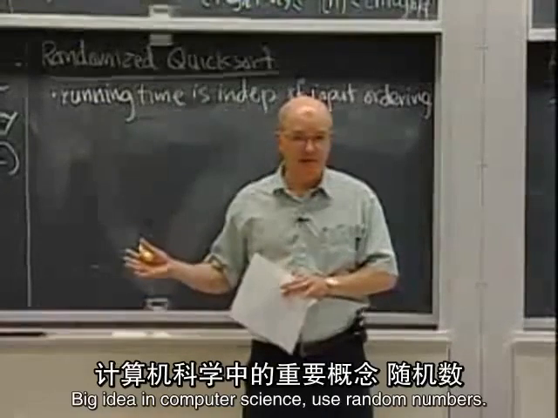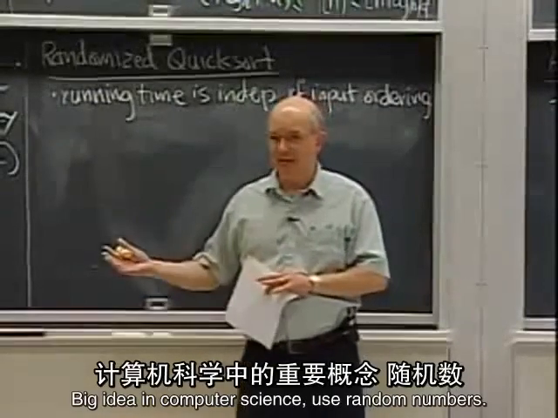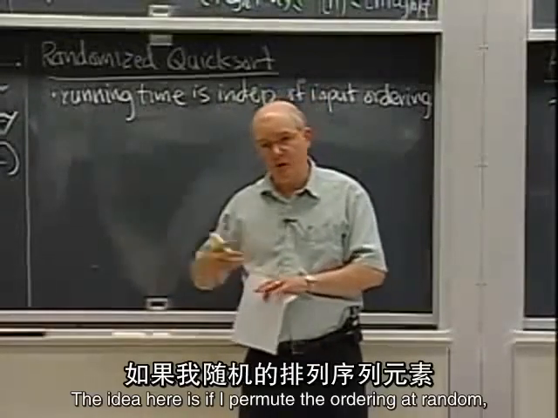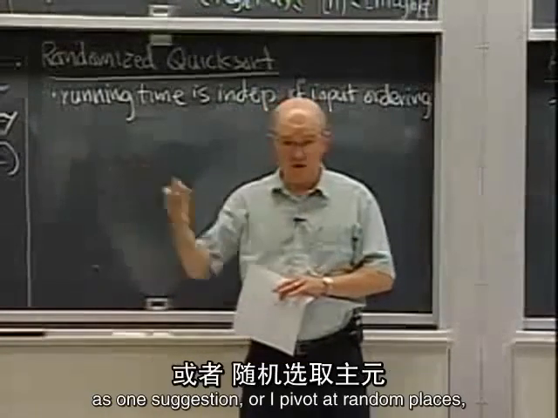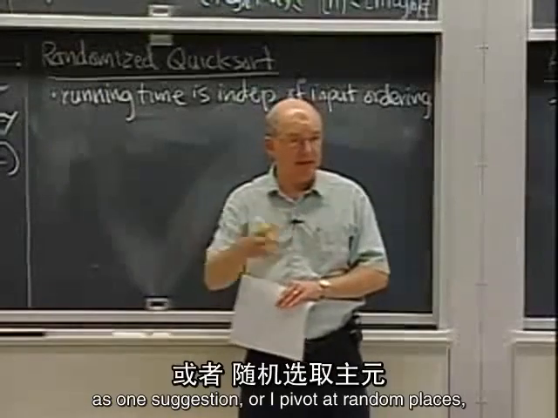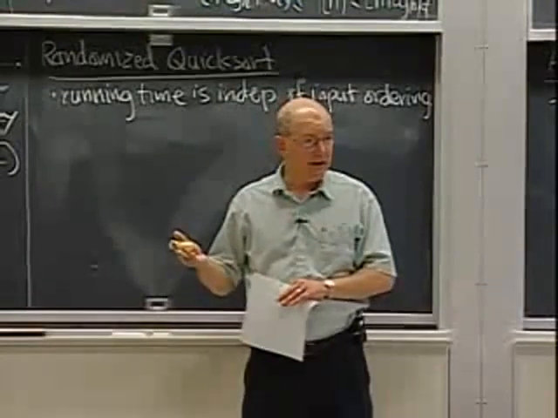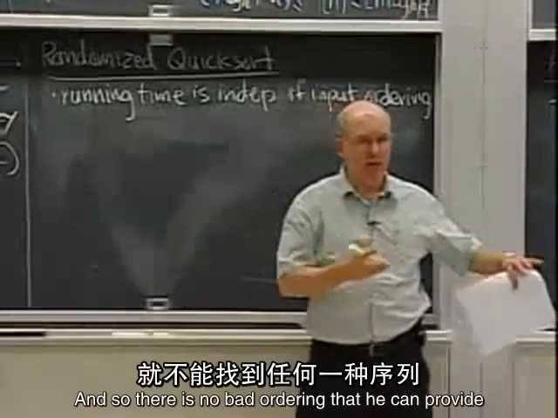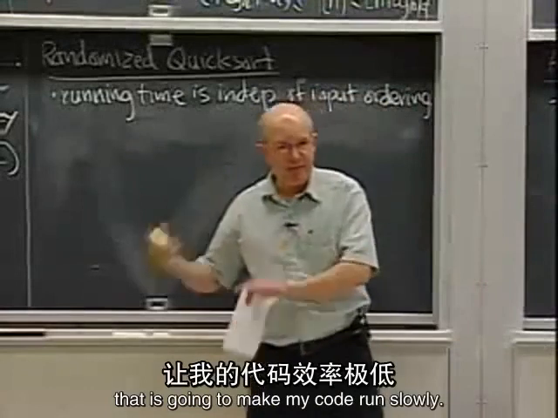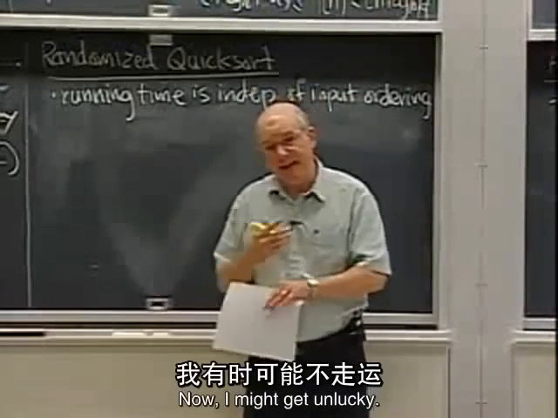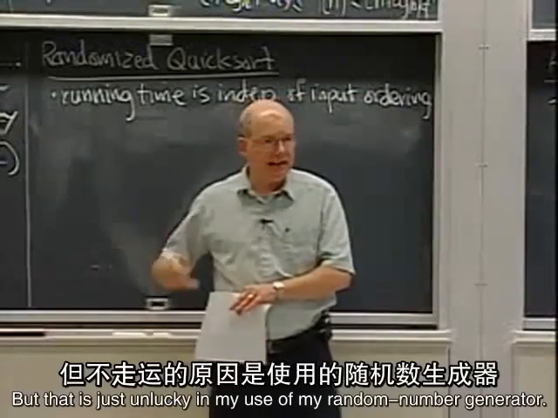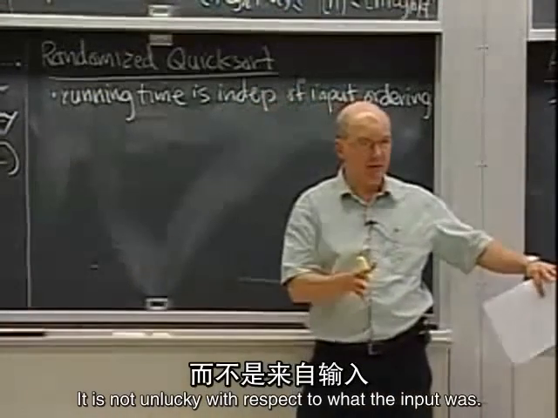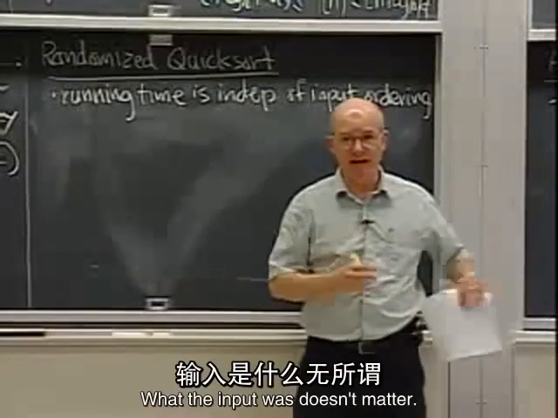Big idea in computer science: use random numbers. If I permute the ordering at random, or I pivot at random places, then the input ordering doesn't matter. So there's no bad ordering that he can provide that's going to make my code run slowly. Now, I might get unlucky, but that's just unlucky in my use of my random number generator. It's not unlucky with respect to what the input was.